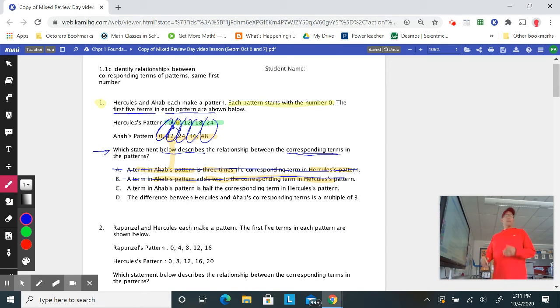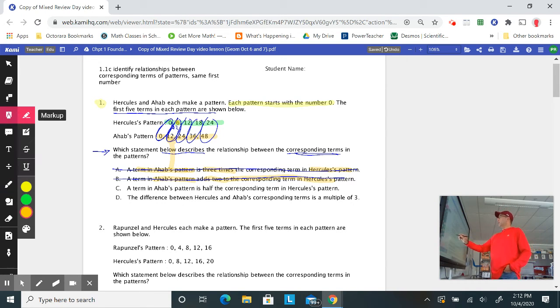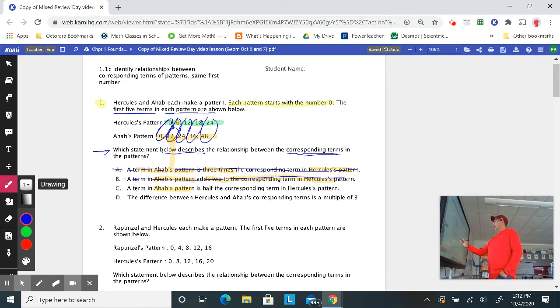So C talks about a term in Ahab's pattern being half the corresponding term in Hercules' pattern. So a term in Ahab's pattern, like 12, is half the corresponding term in Hercules. Well, look at 12, that's in Ahab's. Hercules has a 6, so it says to look at half of that, you get a 3. Well, that's not 12.